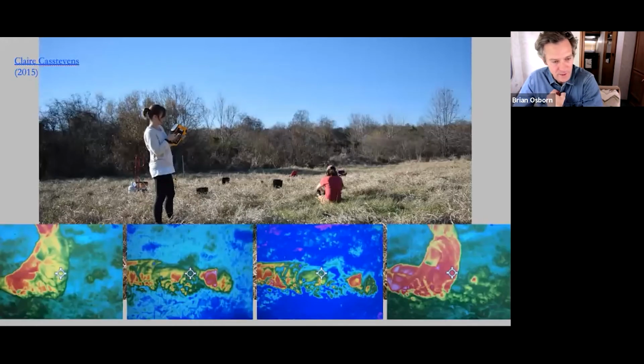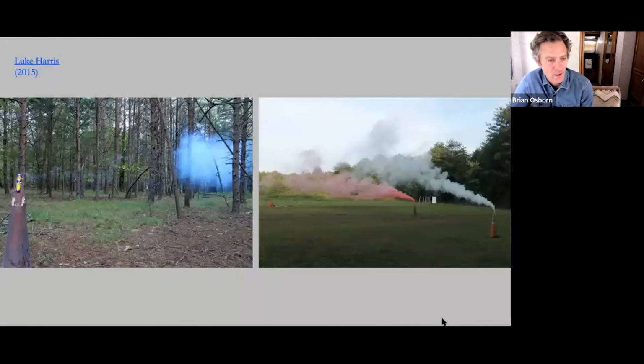Just trying to show you a kind of range of things. Clara Casteven was interested in exchanges between the body and the site and used thermal exchange as one of those things. So just looking at how the body sits on the site and that it leaves a kind of trace of that exchange through a thermal connection.